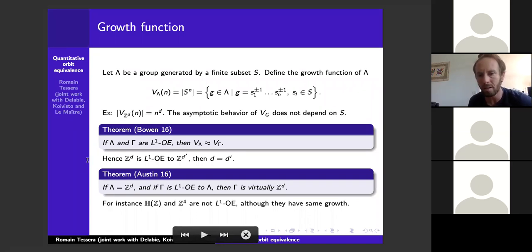But Ornstein has a more general theorem than this one, but this one is an easy to state version of his theorem, which tells you that if you start with an abelian group, then if you are L1 OE to it, then you have to be abelian yourself. Actually, you have to be virtually isomorphic. Virtually means that there exists a finite index subgroup which is isomorphic. So for instance, this implies that the Heisenberg group and Z4 are not L1 OE, okay, although they have the same growth.